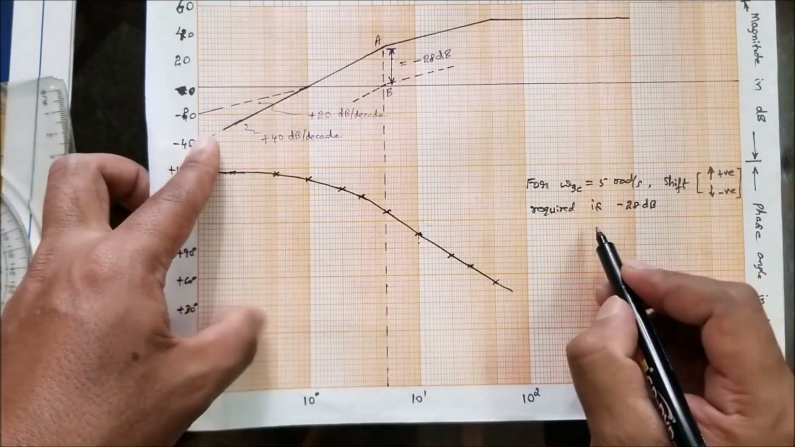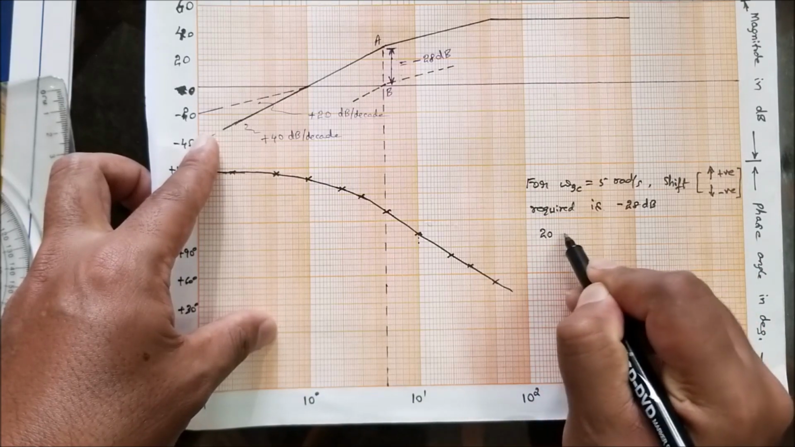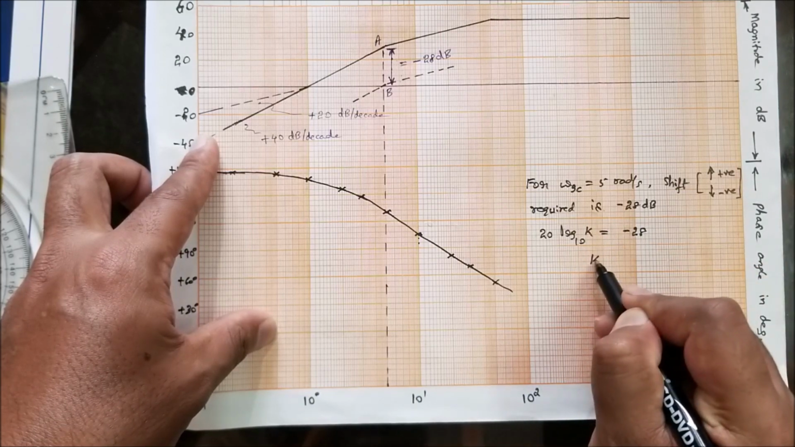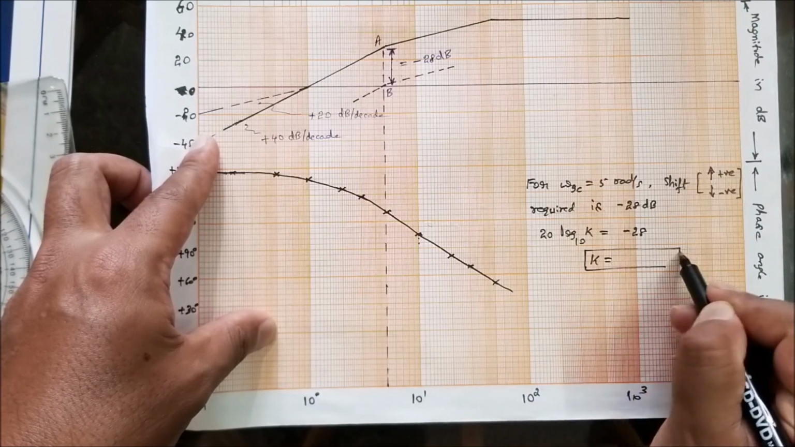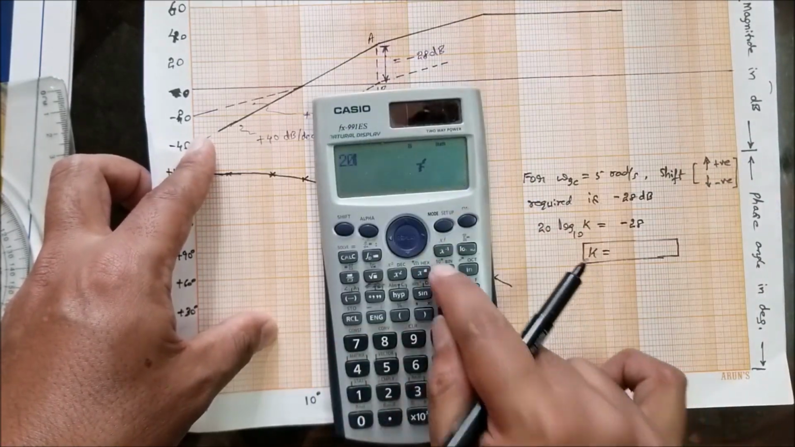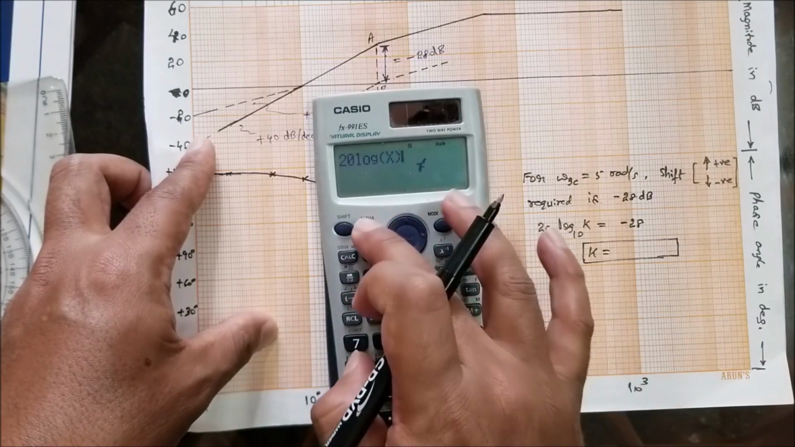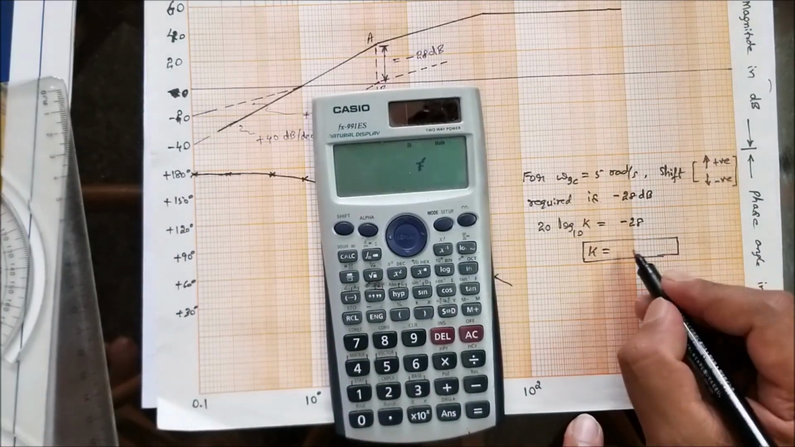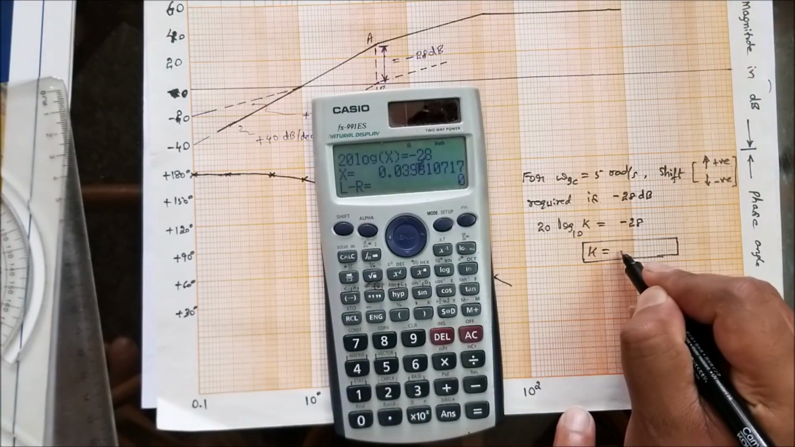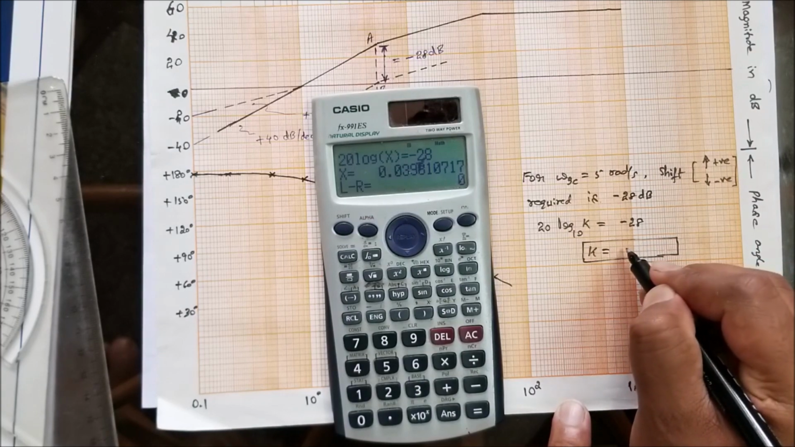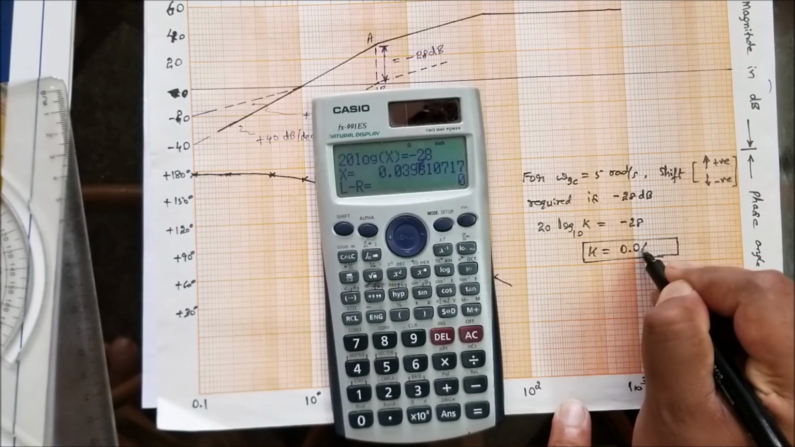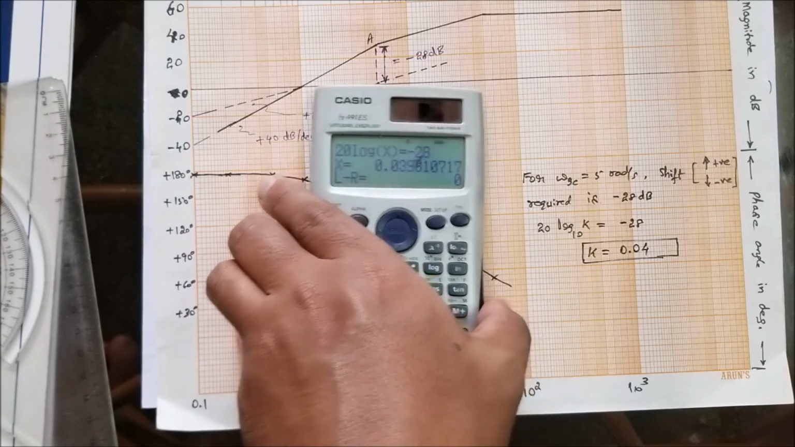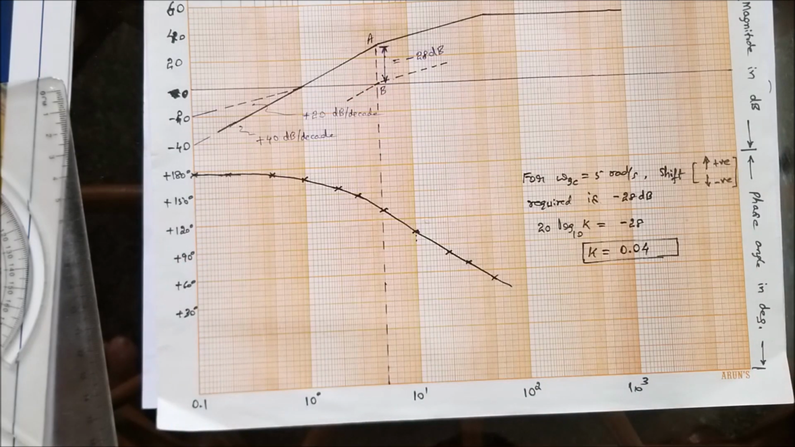Now how is the shift obtained? The shift is given by the gain, that is 20 log 10k. 20 log 10k must be equal to minus 28. Hence the value of k for this problem, if I solve, I get the answer as 0.0398, which is nearly equal to 0.04. So the value of k for this problem is turning out to be 0.04.